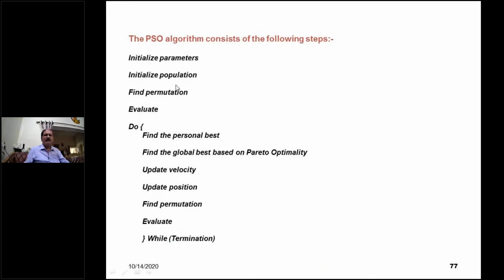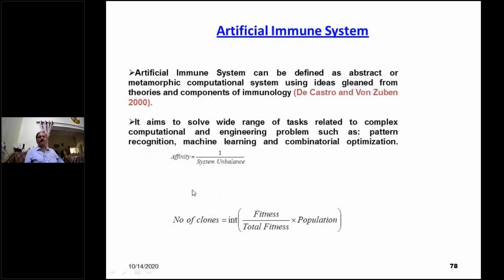Initialize the parameters, initialize the population or the number of birds, find the permutation, evaluate, find the personal best, find the global best, and update the velocity, update the position, find permutation, evaluate. This is what we do.